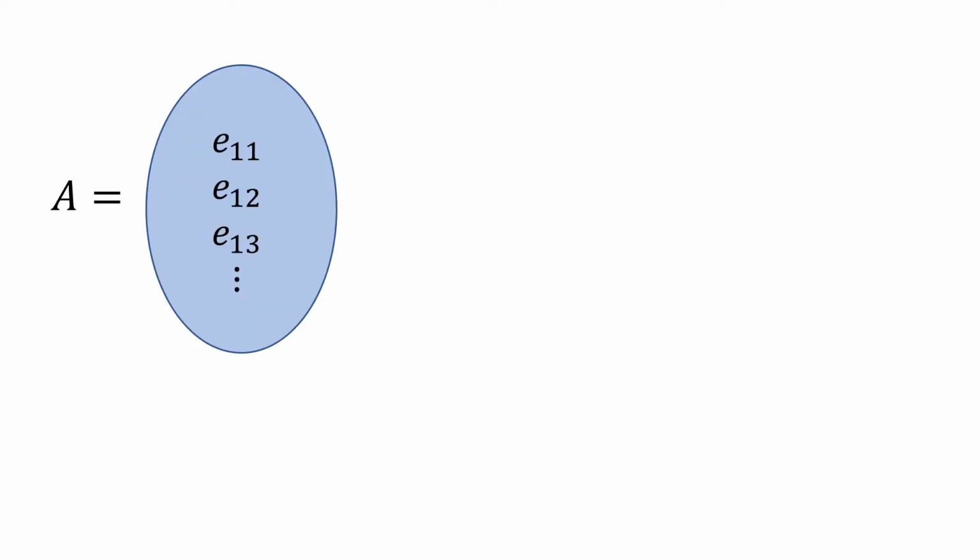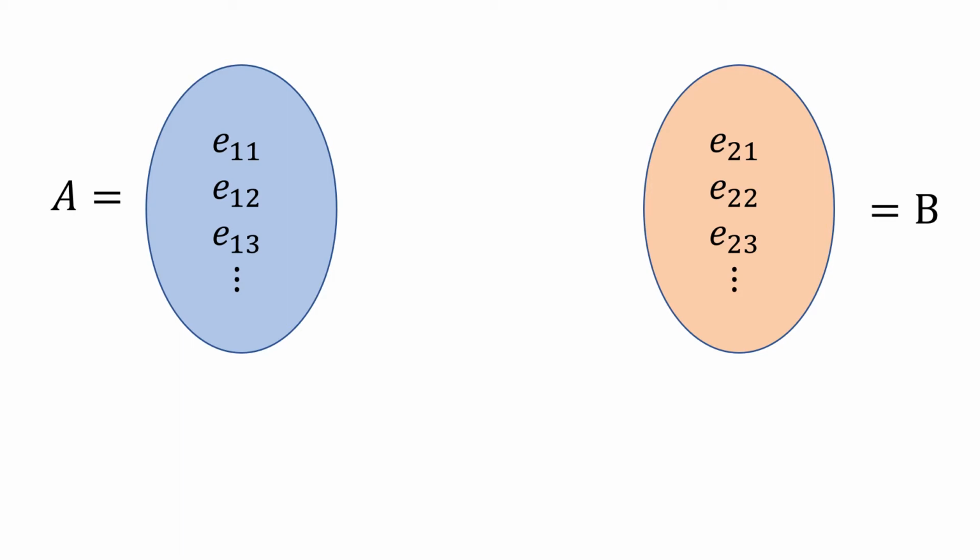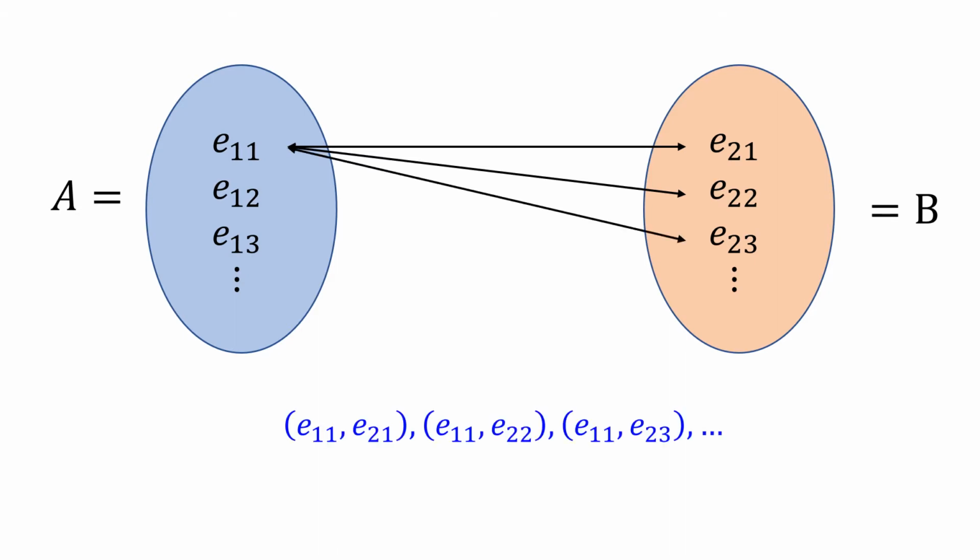Now consider a set A having elements e11, e12, e13, etc. and consider another set B having elements e21, e22, e23, etc. We can pair each and every element of A to each and every element of B. For example, we can pair e11 to e21, e22 and e23. And we can write these pairs as follows. We can write it as (e11, e21), (e11, e22) and (e11, e23), etc.